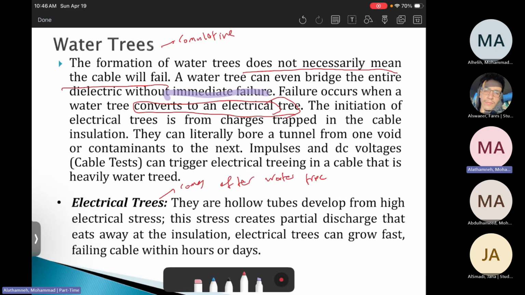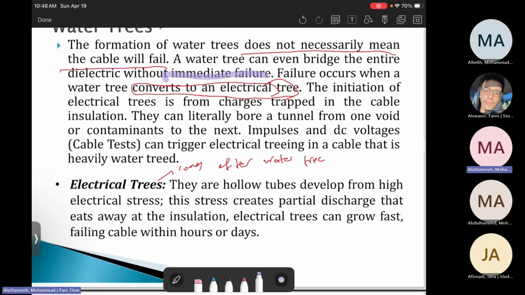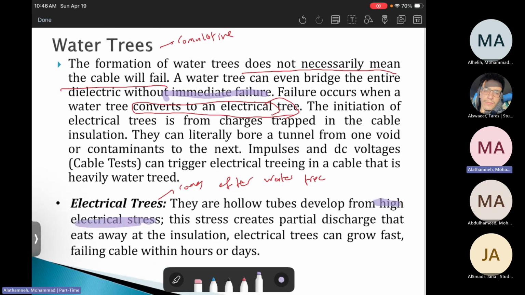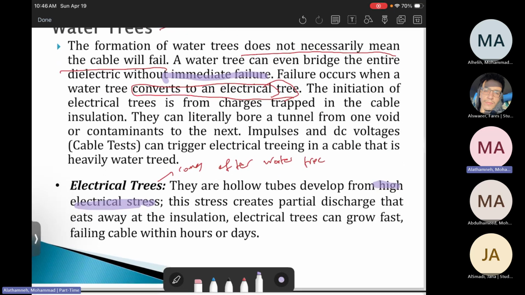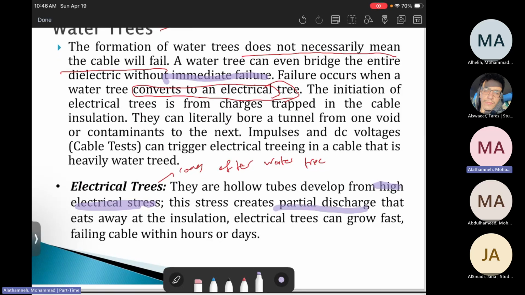Electrical fields can be developed from high voltage or electrical stress. So it can be developed like this, or it can originally have been a water tree, then cumulatively form the electrical tree. This stress creates partial discharge that's away from the insulation. Electrical trees can grow fast. That's the problem. They can fail a cable within hours or days.